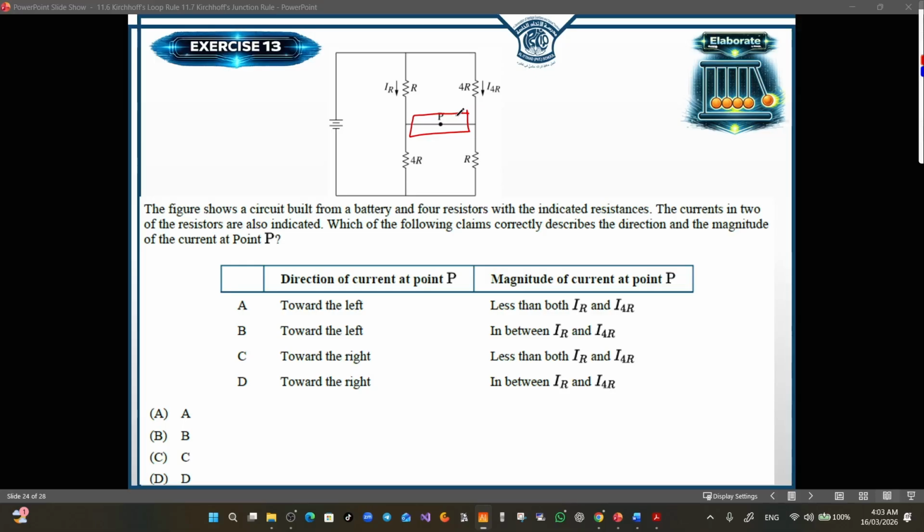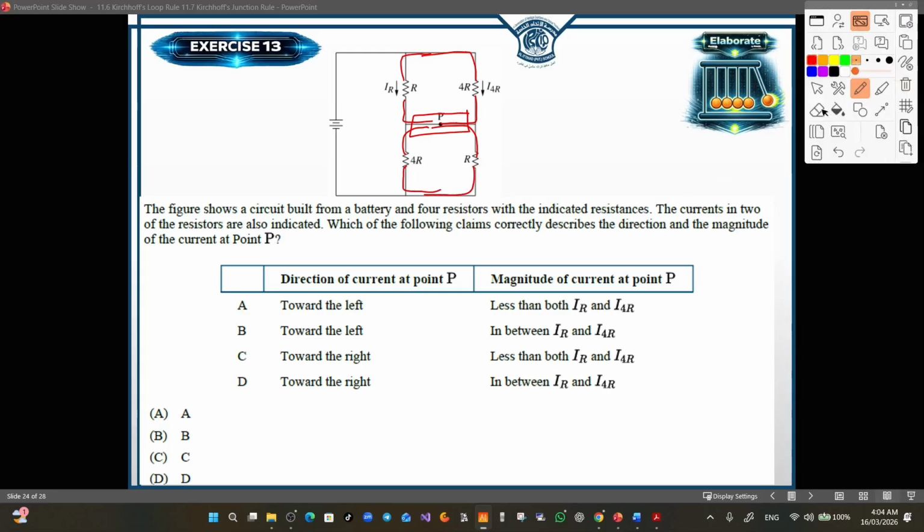Now the thing is, we can say since this wire does not carry any electrical components, that R and the 4R are connected in parallel because they have the same 2 terminals in common. And also for the 2 resistors on the bottom of the circuit, the 2 resistors are connected in parallel because they have 2 terminals in common, one terminal from the upper part and the second terminal from the lower part.